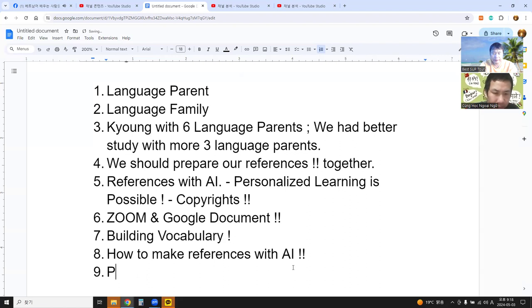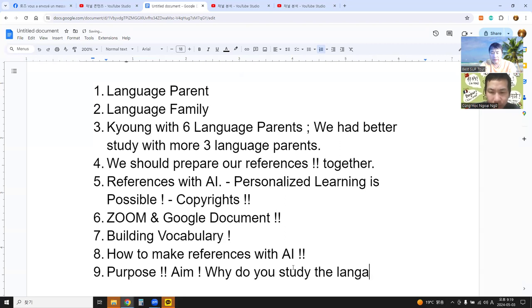This is also an important part: purpose. You know purpose? Aim, that means why. Why do you study the language? This is very important.